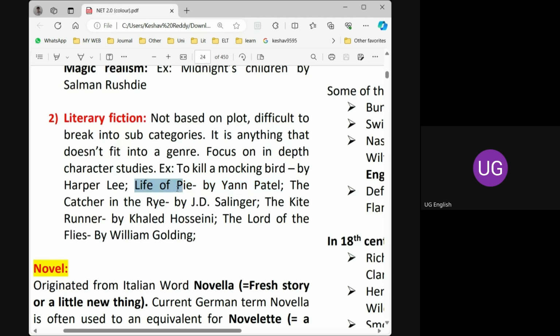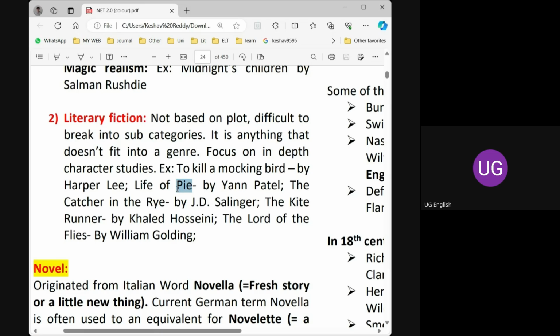Very good example. The pi value: there is a mathematical connection also. Pi is nothing but 22 by 7 or 3.14, but it is an infinite number. The hero remembers that number in a good way. That's why he is called Pi Patel. Richard Parker is the name of the tiger here. So this is a very important question.